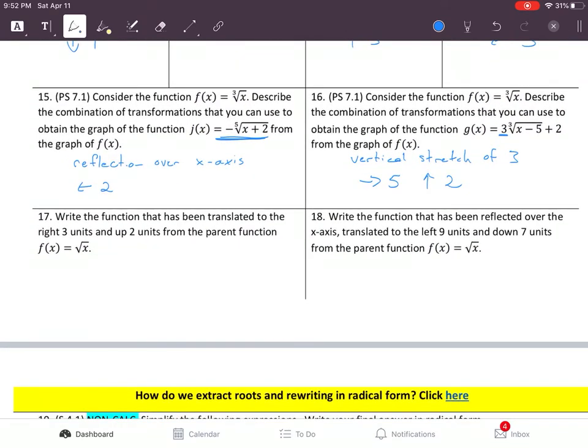All right, and 17 and 18, we're given a function. We want to know, can you write it if we tell you what the transformations are? So it says to go right by 3 units. So we're going to be on the inside of the function, and we're going to go right, so it's going to be minus 3. And then it says up by 2 units. So we're going to go plus 2. So it's going to be f of x is equal to that.